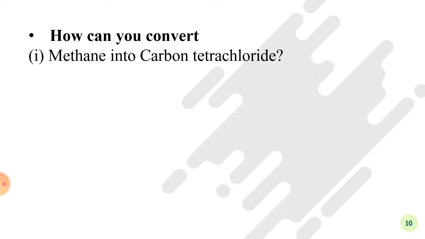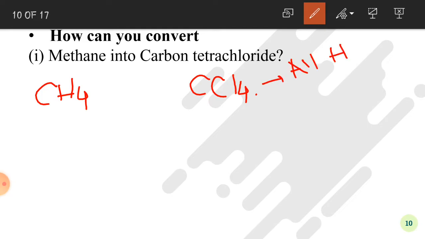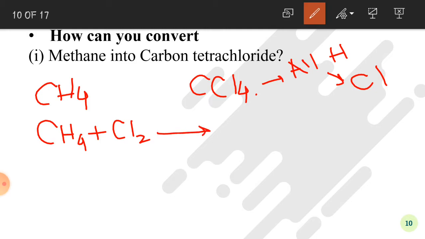How can you convert methane into carbon tetrachloride? Now the structure for methane is CH4 and the structure for carbon tetrachloride is CCl4. So this means that all the hydrogen atoms in the methane have been replaced with chlorine atoms. So this is a substitution reaction. We have read about this reaction in the halogenation of alkane. First the methane reacts with chlorine in the presence of UV light or sunlight and first forms chloromethane.